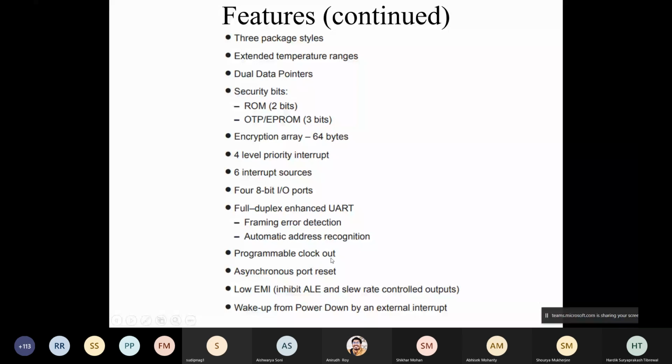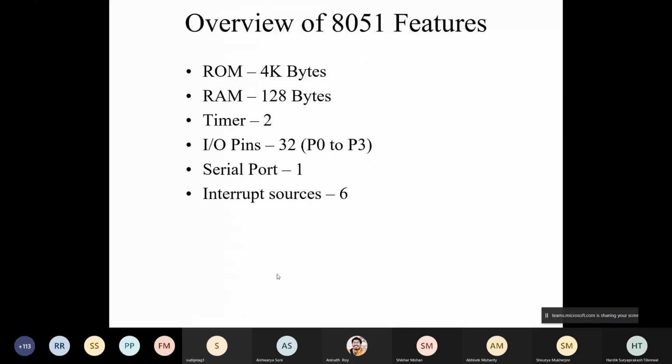So that is the clock out feature, and it can be adjusted. Then asynchronous port reset, it is there in each and every microcontroller possibly in the world. This is the RST pin in the pin diagram, pin number 9. So this is the reset input pin.